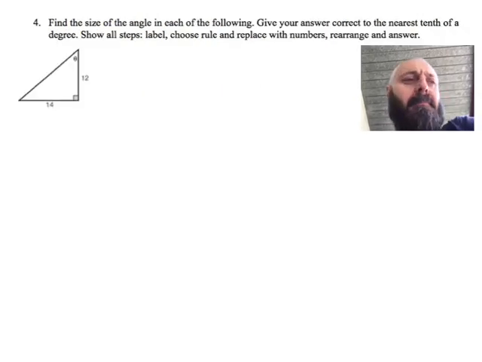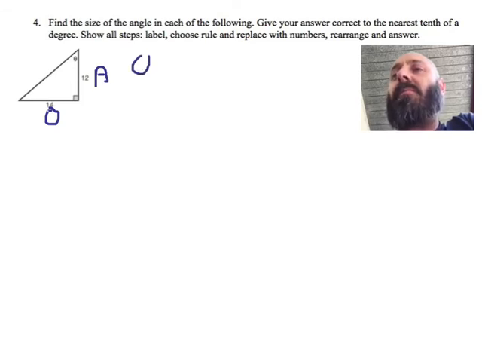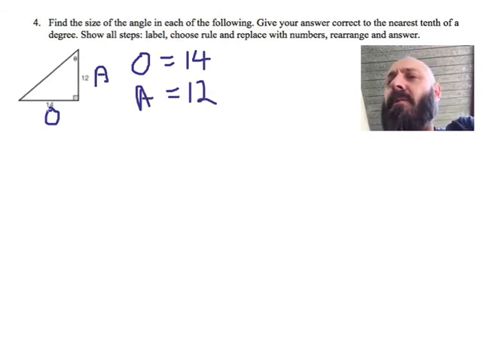Okay, next up, a couple of questions to find the unknown angle. You're stuck with me this far, you're doing okay. So looking at this diagram, I've got my angle of interest, and I can label my opposite and my adjacent. And I'll write them down first. My opposite is 14 and my adjacent is 12.